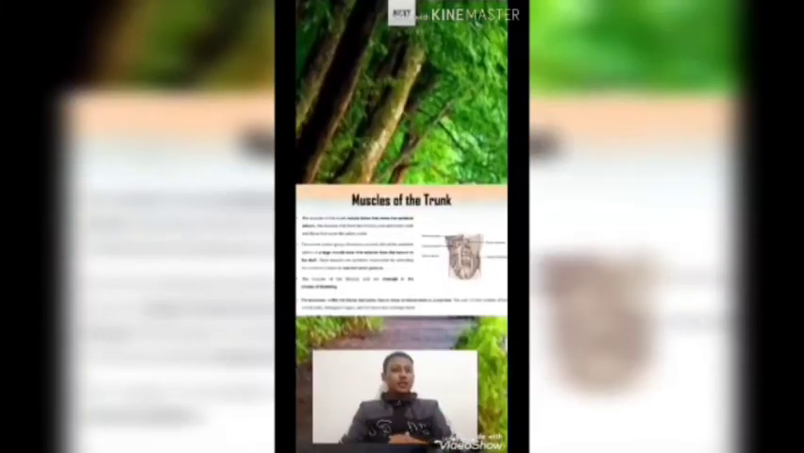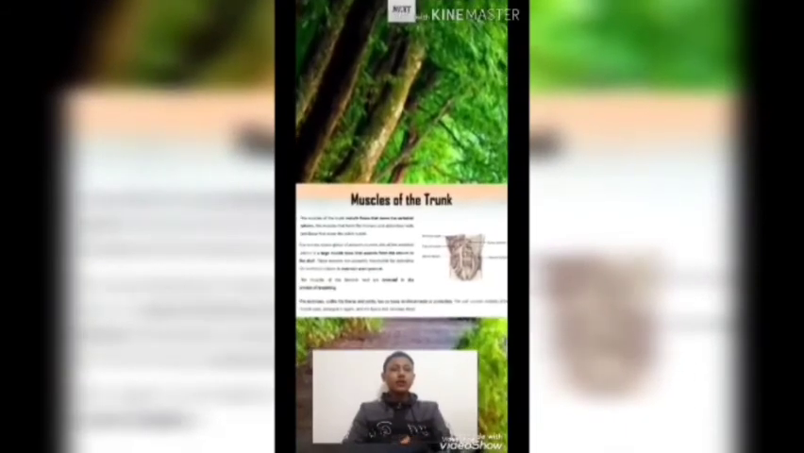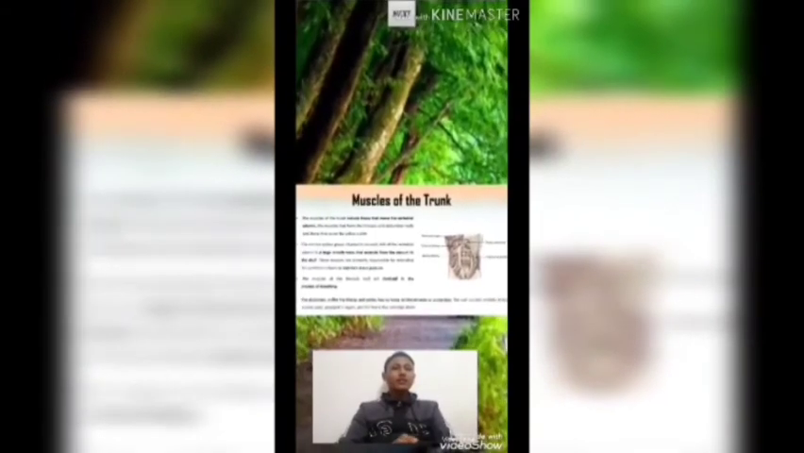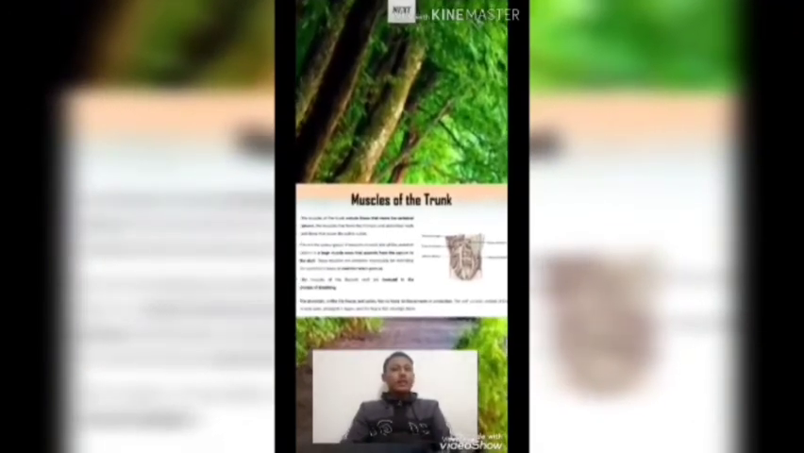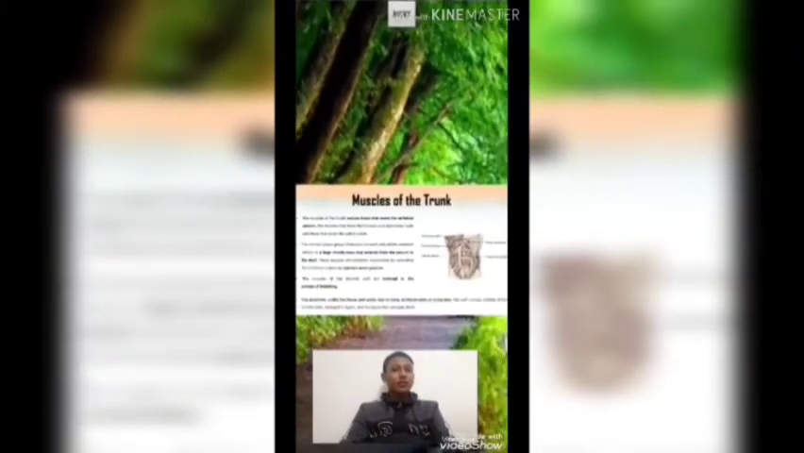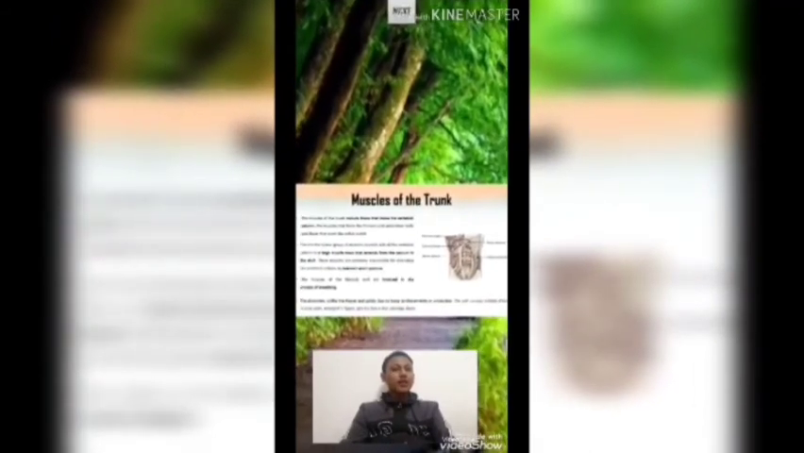Okay, the last part for me, screen number 14, is the muscles of the trunk. The muscles of the trunk include those that move the vertebral column, the muscles that form the thoracic and abdominal wall, and those that cover the pelvic outlet. Next, the erector spinae group of muscles on each side of the vertebral column is a large muscle mass that extends from the sacrum to the skull. These muscles are primarily responsible for extending the vertebral column to maintain erect posture.